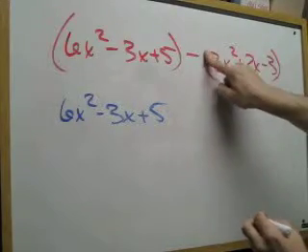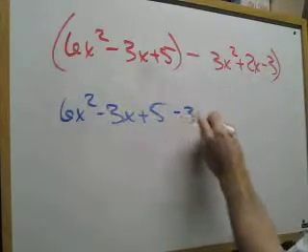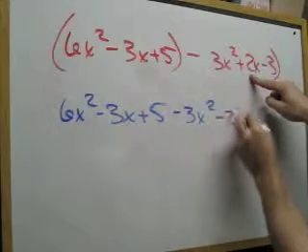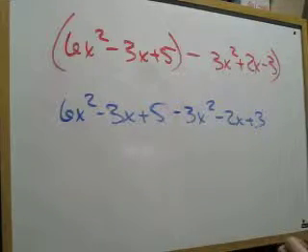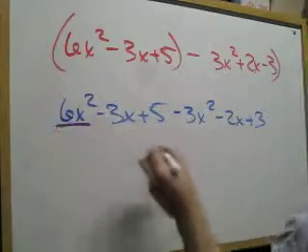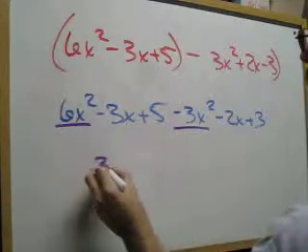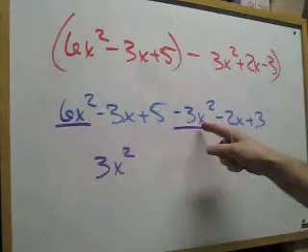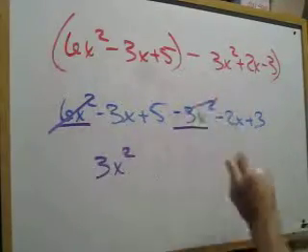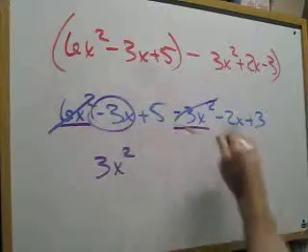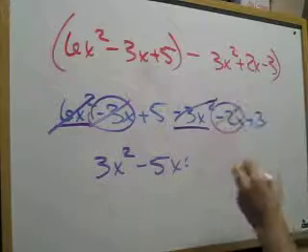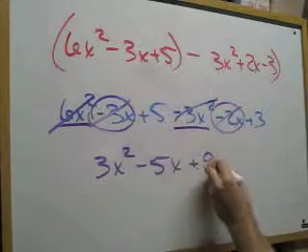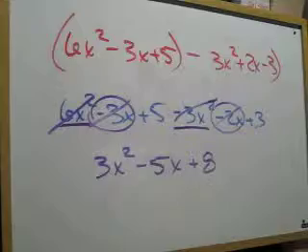So again, remember, you take off this and it becomes a minus 3x squared. Now we change the sign here and the sign here. That's it. Now we combine like terms. In this particular one, we're going to combine our 6x squared with our minus 3x squared. So 6 minus 3 is 3. Done with those. We've got our negative 3x and our negative 2x. Done and done. Our 5 and our 3 is 8.